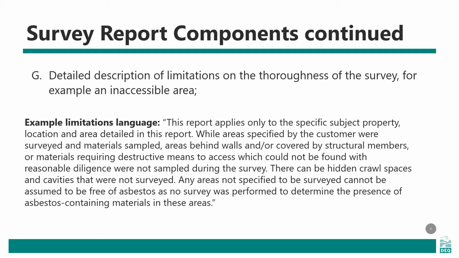in this report. While areas specified by the customer were surveyed and materials sampled, areas behind walls and/or covered by structural members or materials requiring destructive means to access, which could not be found with reasonable diligence, were not sampled during the survey. There can be hidden crawl spaces and cavities that were not surveyed. Any areas not specified to be surveyed cannot be assumed to be free of asbestos, as no survey was performed to determine the presence of asbestos-containing materials in these areas.